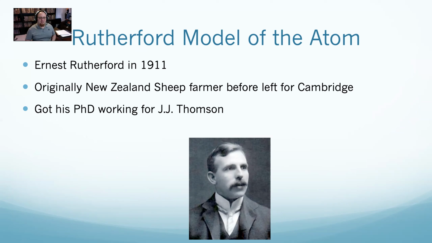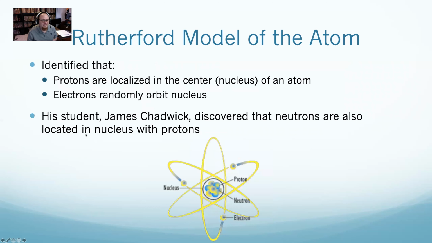And then he graduated as a student, and the second his student left his lab, he's like, guys, my boss was wrong. This is the model of the atom. He was originally a sheep farmer, which is kind of an interesting thing that he's now made the model of the atom after that. But what he identified is that the plum pudding model is not correct.